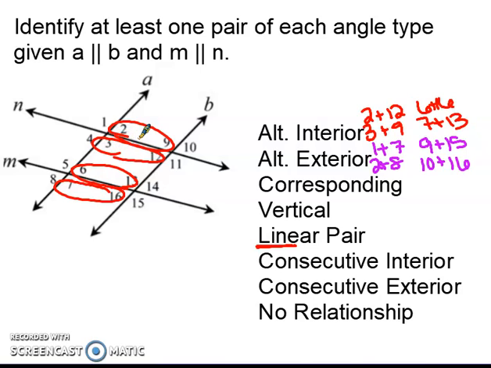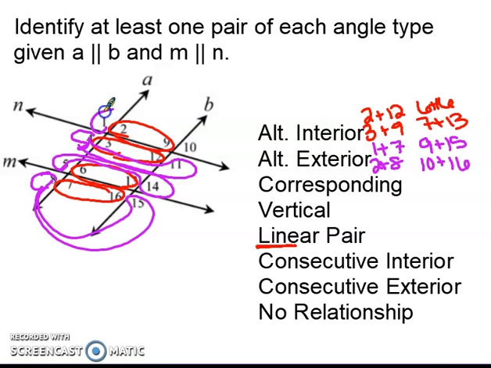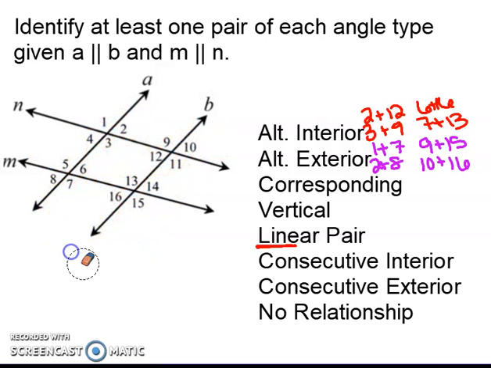Now, the difference between consecutive interior and consecutive exterior is just inside versus outside. The pairs circled in red are your consecutive interior. If I take those two, those are consecutive exterior. They have to be outside the parallel lines, but on the same side as the transversal. Now, no relationship goes back to the vertical angles that we were talking about, or the corresponding angles, when they are not on the same transversal and not on the same set of parallel lines.